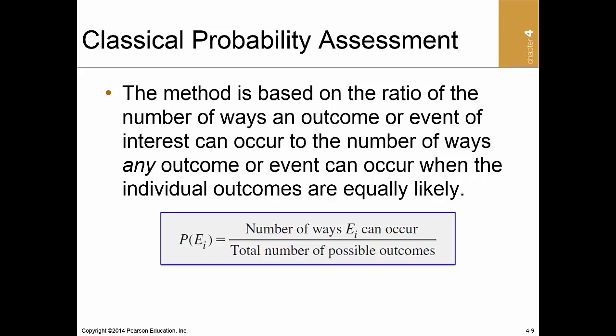Consider an experiment of flipping a coin one time. There are 2 possible outcomes: heads and tails. Each of these is equally likely. Thus, using the classical assessment method, the probability of a head is the ratio of the number of ways a head can occur to the total number of ways an outcome can occur. The chance of a head occurring is 1 out of 2, or 0.50.